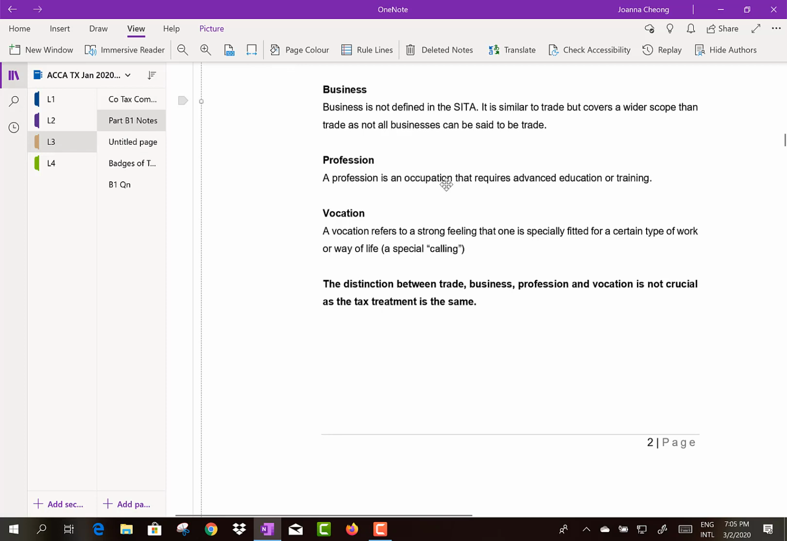Last but not least, what is vocation? Shall we look at the definition of what is vocation? Vocation refers to a strong feeling that one is specially fitted for a certain type of work or way of life. Special calling. What is it? What does it sound like to you?